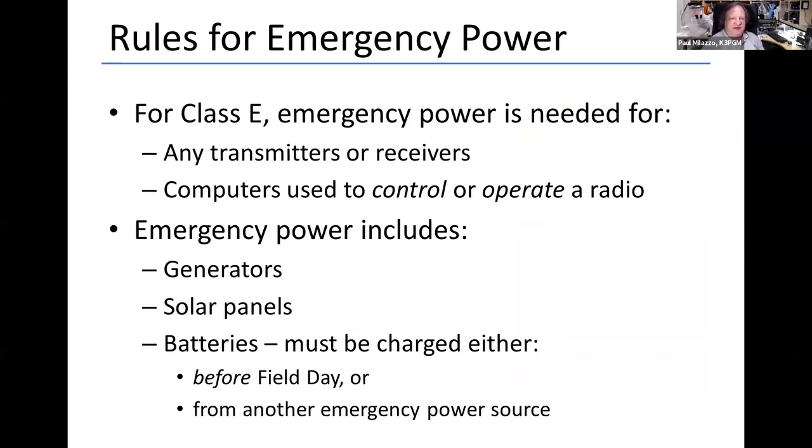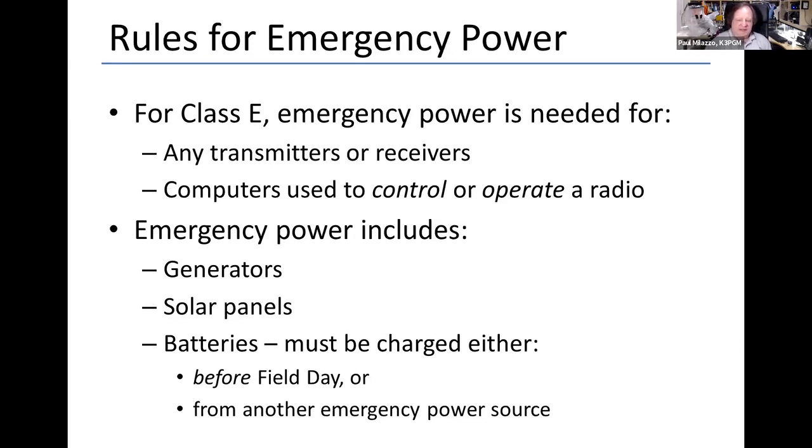So finally, I just want to go over the emergency power rules again. For Class E, you have to have emergency power for any transmitting or receiving equipment, including computers that control or operate the radio. Emergency power is generators, solar panels, batteries, anything that's not a wall socket. But if you're using something like a battery, you have to either charge the battery before Field Day, or you have to charge it from another emergency power source.